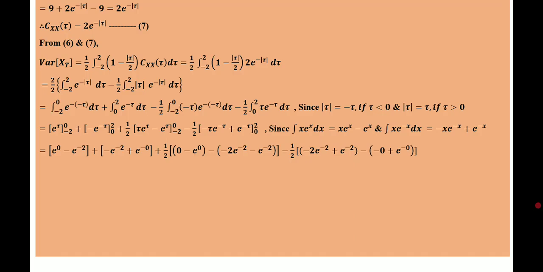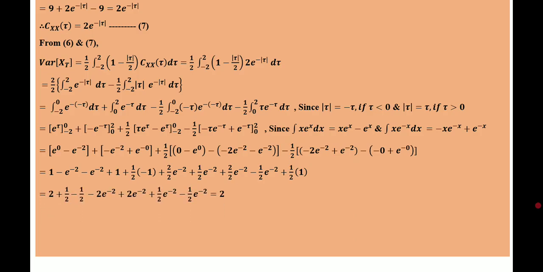First lower limit minus the upper limit, minus 2 e power minus 2 minus e power minus 2 minus 1 by 2 minus 2 e power minus 2 plus e power minus 2 minus 0 plus e power minus 0. So grouping all those things, so we will get 2 plus 1 by 2 minus 1 by 2 minus 2 e power minus 2, 2 e power minus 2 plus 1 by 2 e power minus 2 minus e power minus 2. So 1 by 2 minus 1 by 2 cancel, minus 2 e power minus 2 plus 2 e power minus 2 get cancelled. Half e power minus 2 minus half e power minus 2 get cancelled. So the balance remaining you will get 2 only.